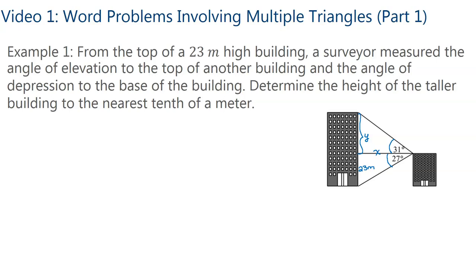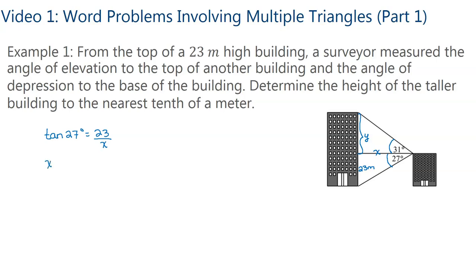The 23 meters is across from the 27 degrees, so that makes it the opposite side. And x is the adjacent side. That means we're going to use tan. Tan of 27 equals 23 over x.